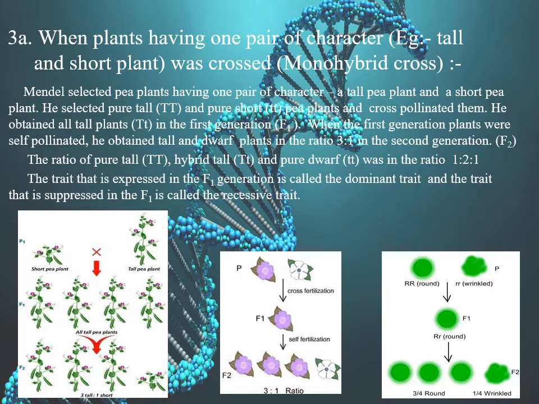So here the picture also shows tall versus short plants and the generations formed. Another character, round and wrinkled seeds, was taken into consideration. Another one, purple and white colored flowers were chosen, and the ratio they got was 3:1. And when we see the genotype, it will be a 1:2:1 ratio.